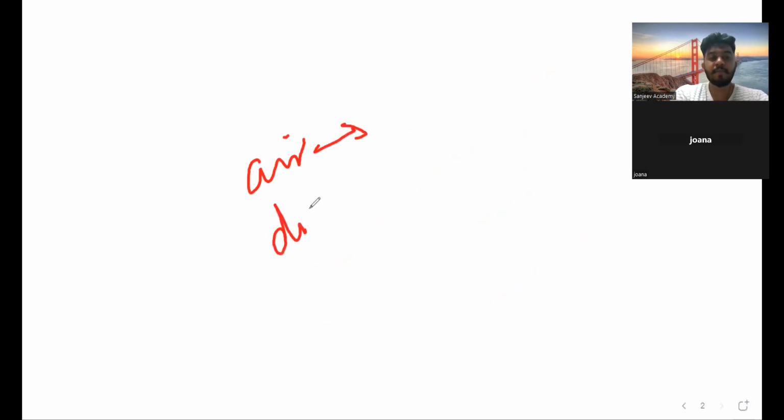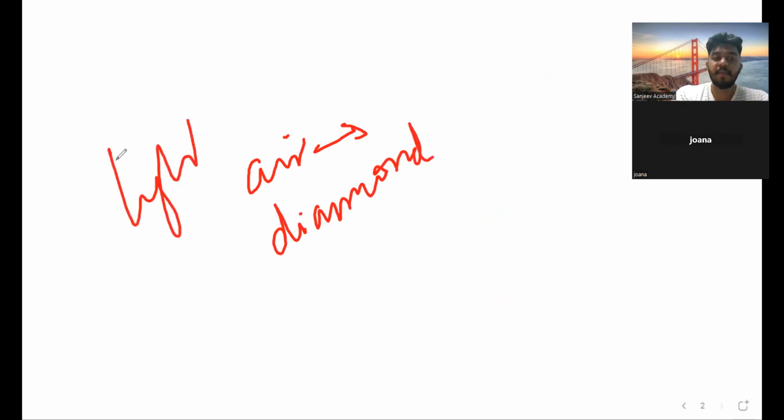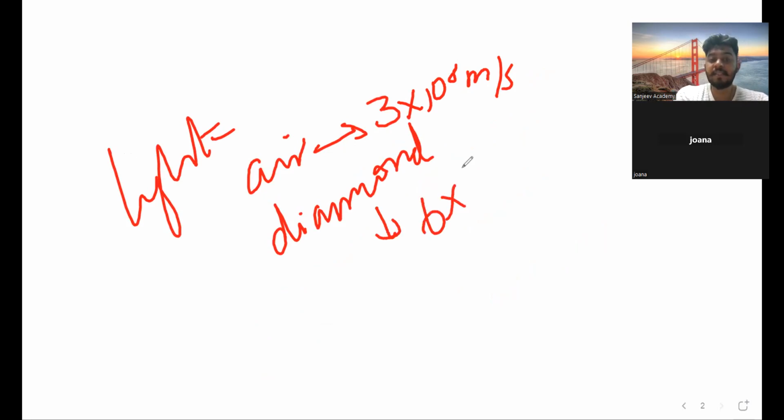Then, if I ask you the next one, what about air and diamond? Does light travel faster in air or diamond? In air, we know the speed of light is what? 3 into 10 power 8 meter per second. But in diamond, the speed of light is what? 6 into 10 power 8 meter per second.